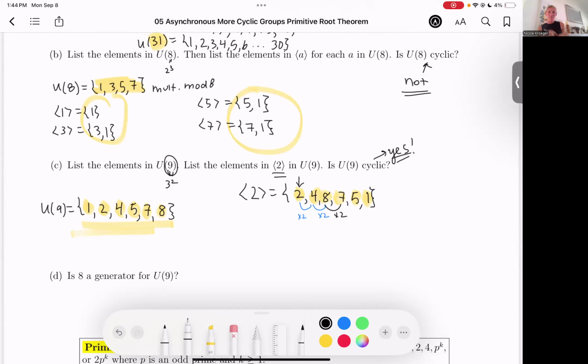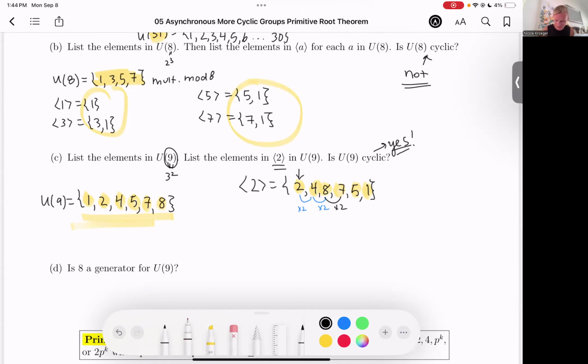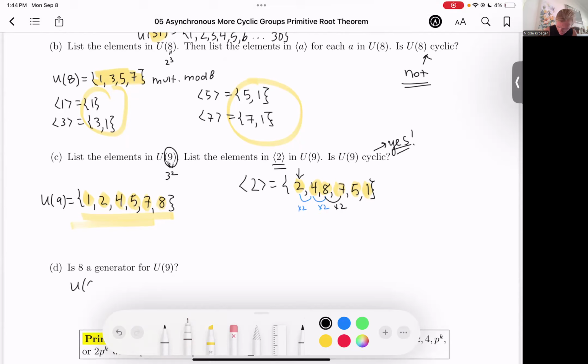So we might ask ourselves, when is UN going to be cyclic? And that's going to be the question that we'll answer in just a second. Before we do that, let me ask, is 8 a generator for U9? So that's asking, is U9 equal to the set generated by 8?